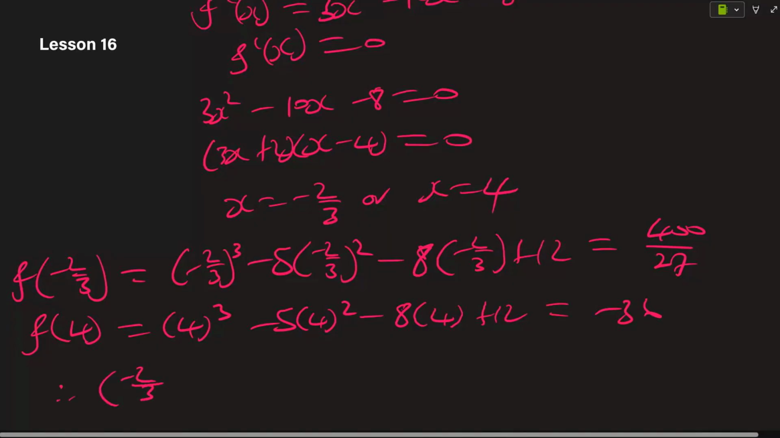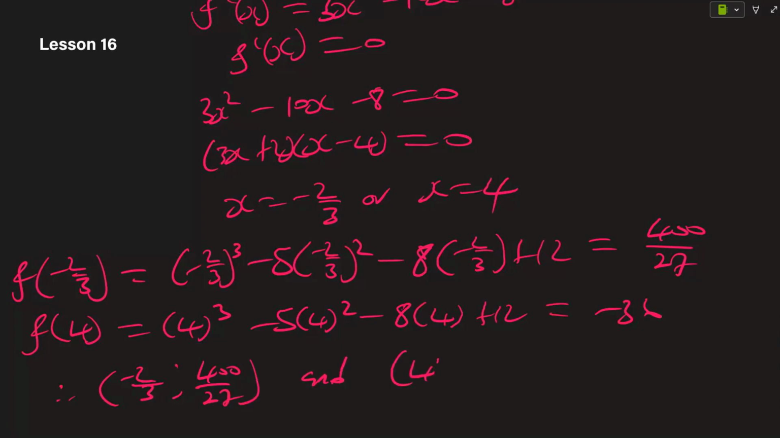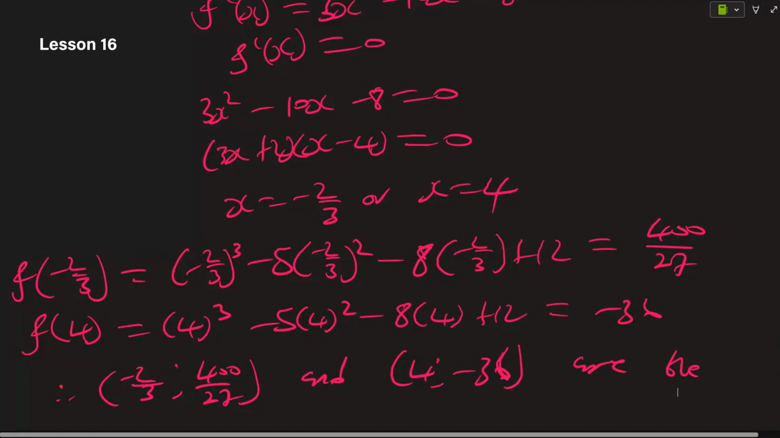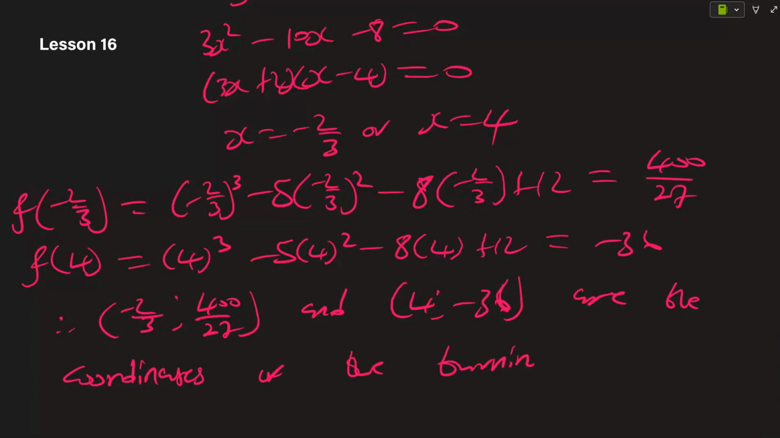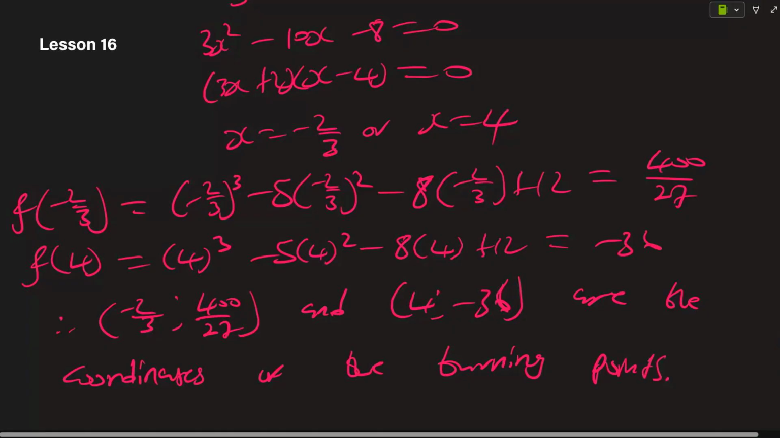Therefore, negative 2 over 3, 400 over 27, and 4 and negative 36 are the coordinates of the turning points. So I said to you now, the number of turning points is the highest degree minus 1. The highest degree for a parabolic function is 2, and 2 minus 1 is 1. That is why for a parabolic function we've got 1 turning point.